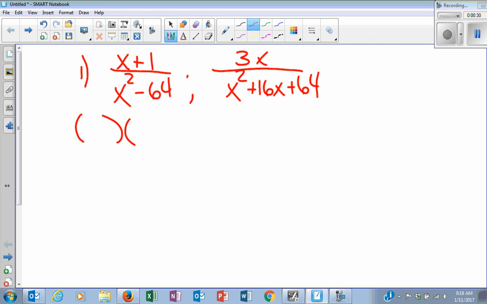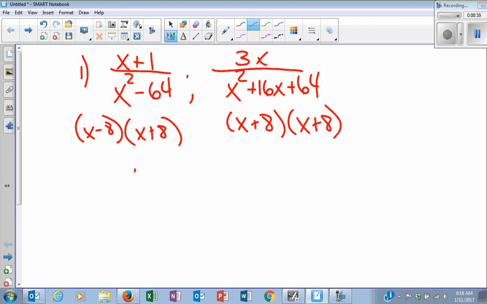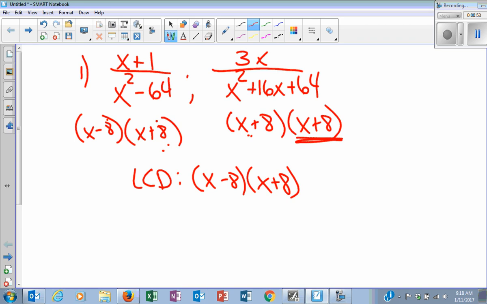This is a difference of squares problem, x minus 8, x plus 8. This is a perfect square, x plus 8 and x plus 8. So you have two of them over here. So when I find the least common denominator, I need to look and say, okay, I need an x minus 8, and I need an x plus 8. So that takes care of that, that takes care of that. And these guys share this in common. But this guy has a second one.